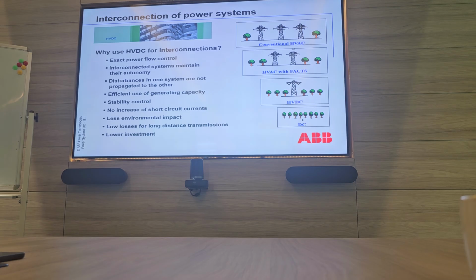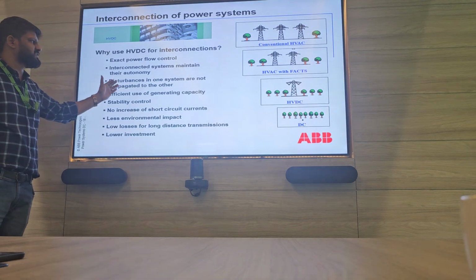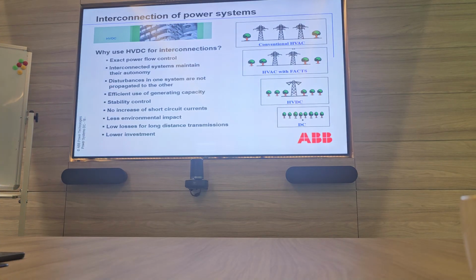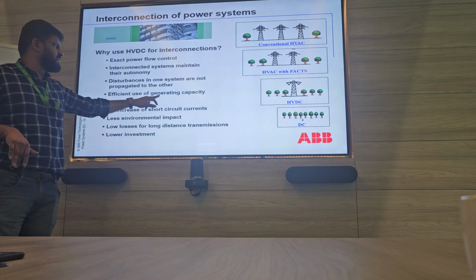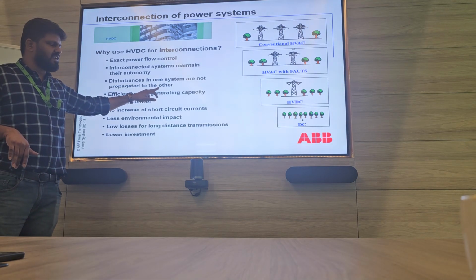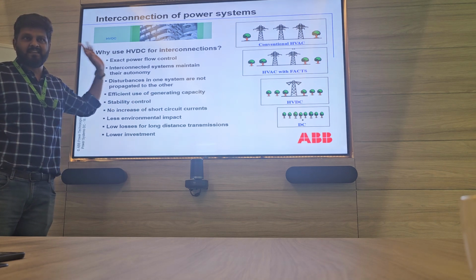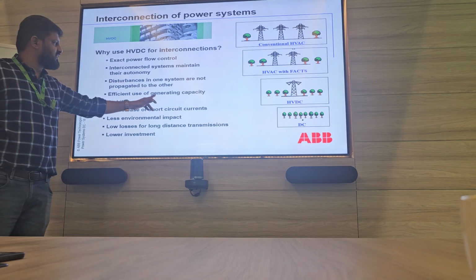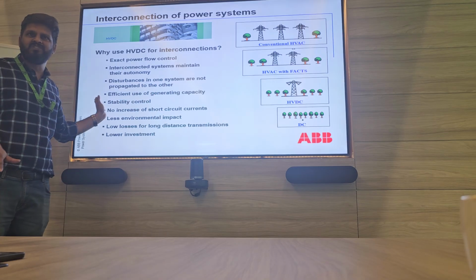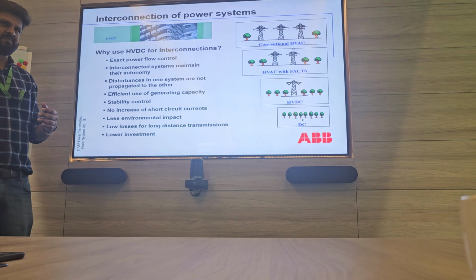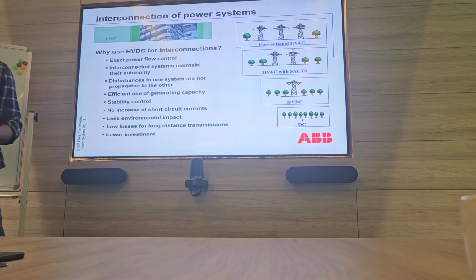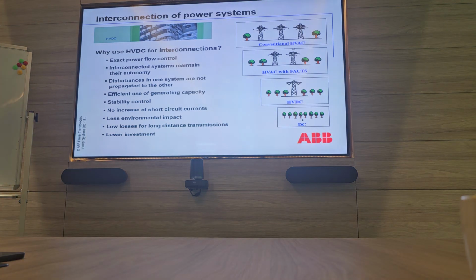Okay, sorry. Also, any disturbances won't travel to each system, because HVDC is blocking any faults; they won't travel to the other side. And efficient use of generating capacity, because it reduces the losses. AC has more losses, whereas DC has fewer losses, so more generating capacity can be utilized from rectifier to inverter, and there are also fewer trips on the generator side.